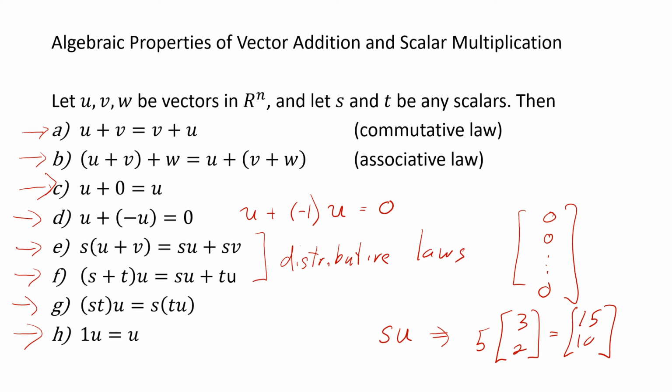That's the scalar 1. So these are the algebraic properties of vector addition and scalar multiplication. These are the things that let you combine and shift around things to make it more convenient to create linear combinations.